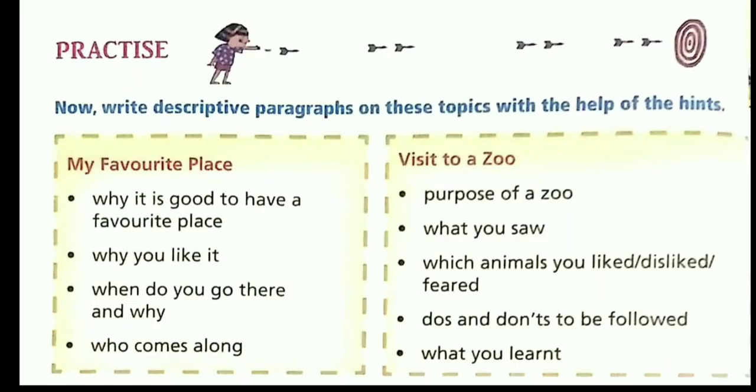Now, as you can see, on page number 22, you have an exercise, that is to write descriptive paragraphs on these topics with the help of the hints. So as you can see, my favorite place. You can see some hints given over there, like why it is good to have a favorite place. Next, why you like it. Then, when do you go there and why? And the last one is who comes along. So these are some hints given with the help of which you can write a descriptive paragraph.